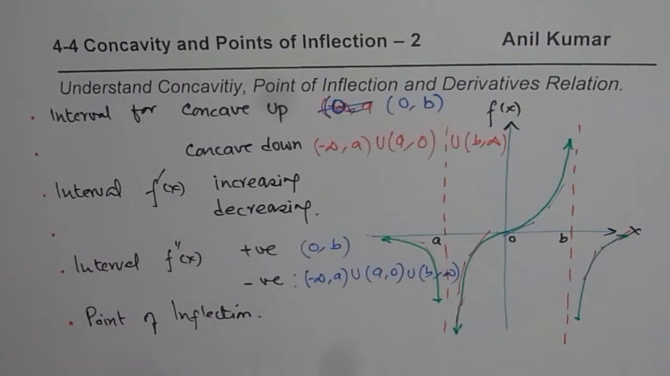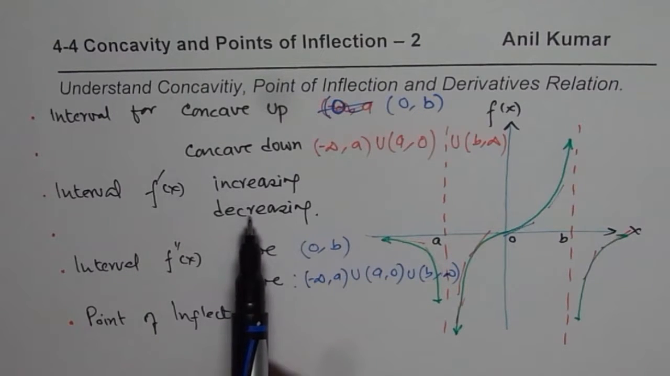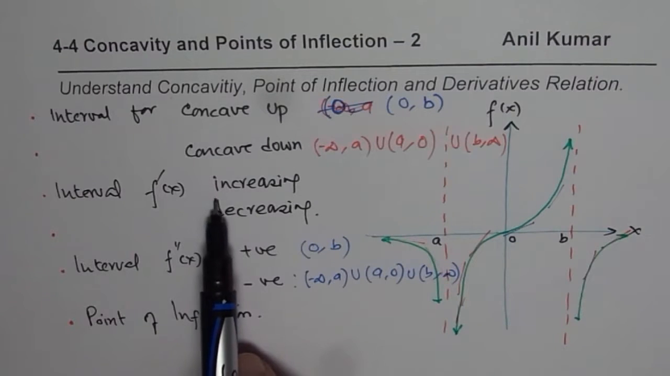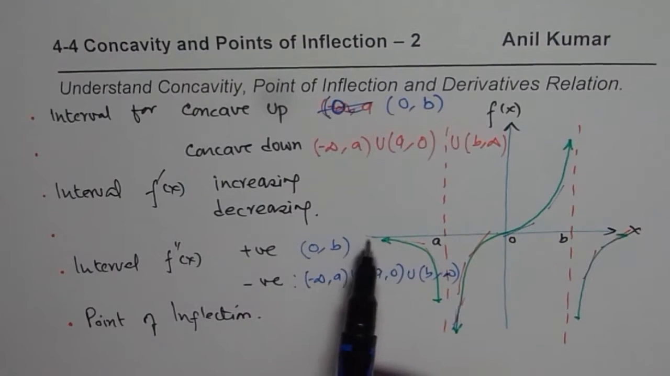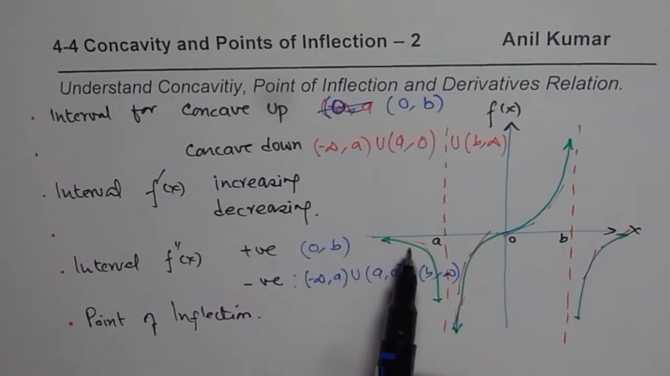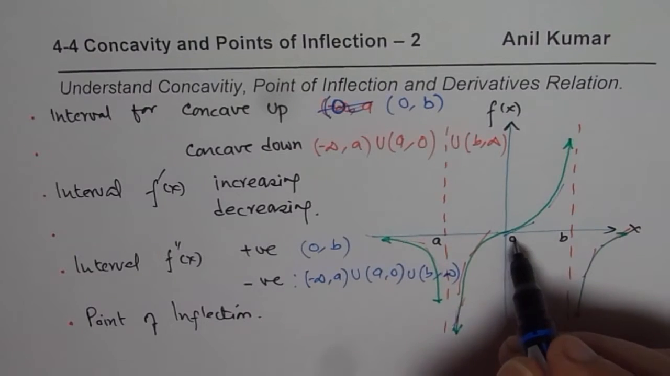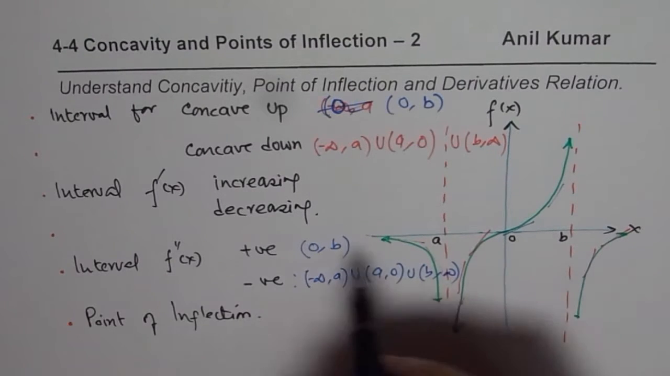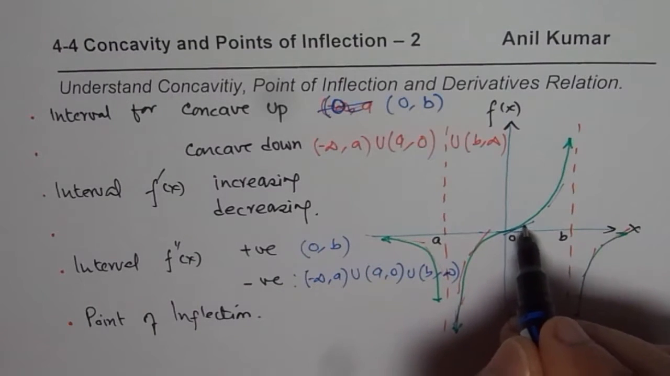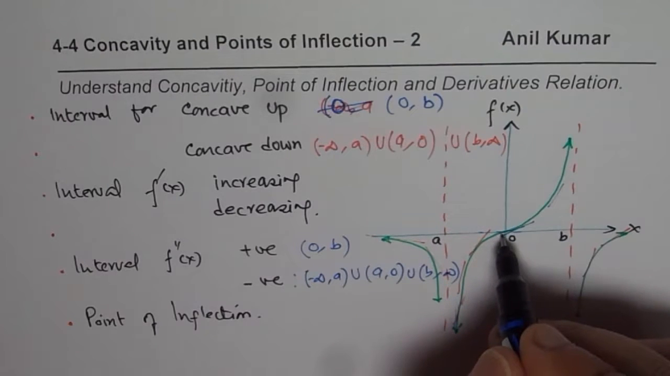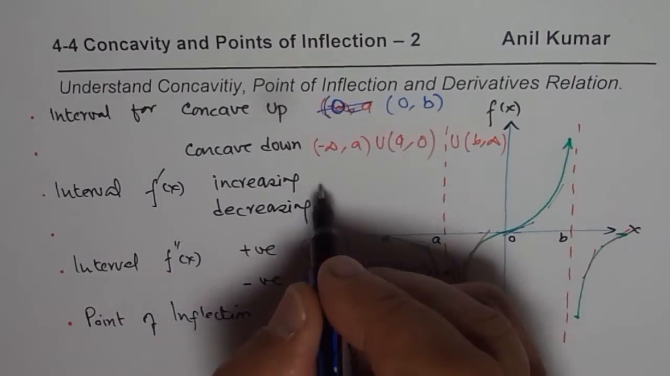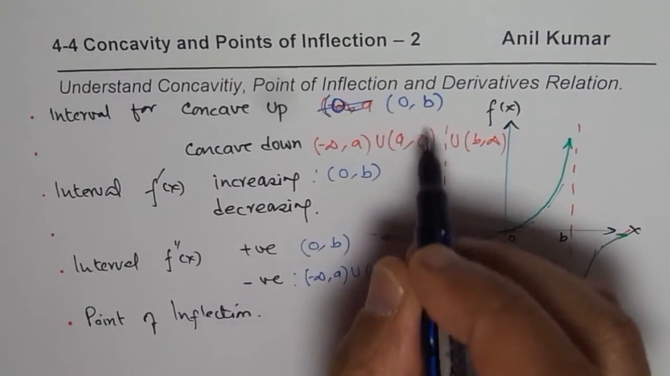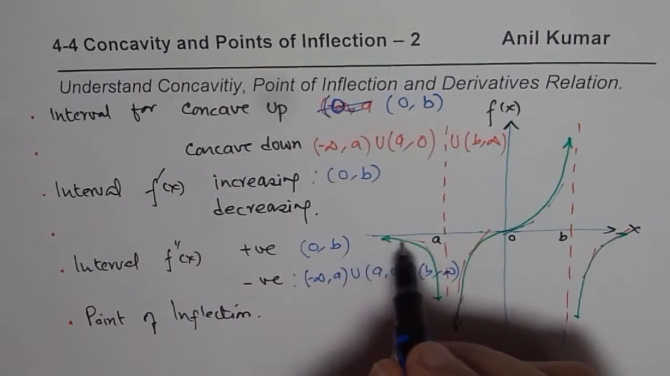Perfect. Now as far as the intervals of increasing and decreasing are concerned, let's begin from here and understand what is happening. For concave up, 0 to b, if you draw the tangent that represents the first derivative, it is 0, then positive and more positive. So whenever it is concave up, the first derivative is increasing. Concave up, increasing means 0 to b.